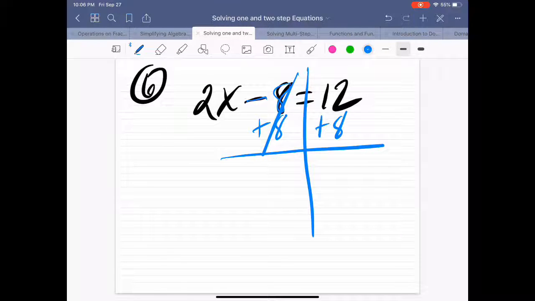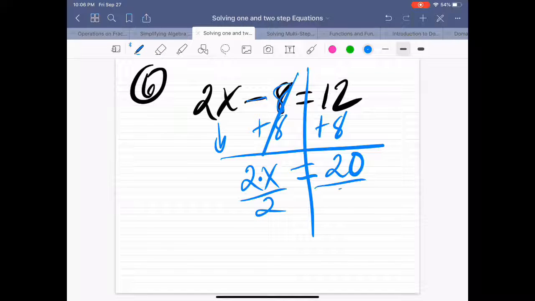Negative 8 plus 8 is 0, so it cancels out. We're going to bring down the 2x. And then 12 plus 8 equals 20. The goal is to get the x by itself, and right here you have 2 times x. So the inverse operation of multiplication is division. Divide both sides by 2. 2 divided by 2 is 1, so bring down your 1x. And then 20 divided by 2 is 10.